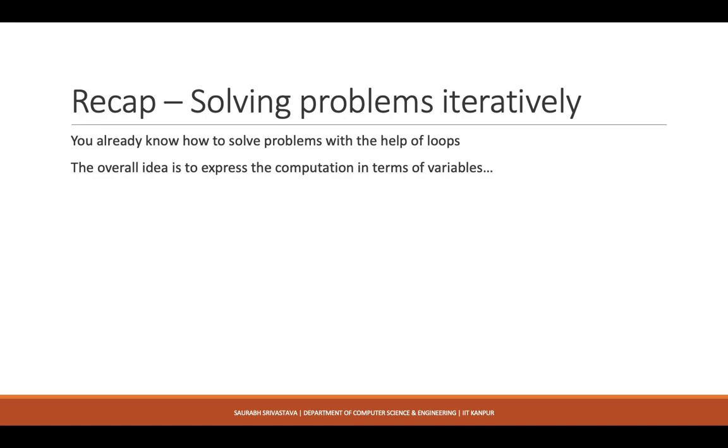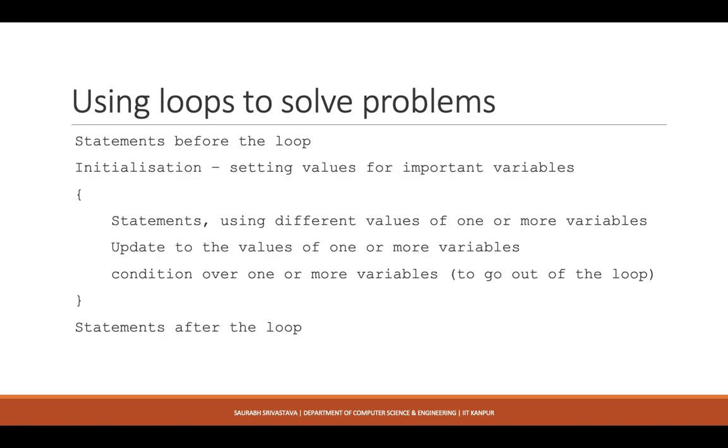So the idea is that whatever repeated computation you are supposed to do, you are expected to express it in terms of certain variables, and then figure out, at each step, in each iteration of the loop, how exactly these variables change. You also need to figure out a way in which the loop ends when the problem has been solved, right? So this is a slide from the previous lectures.